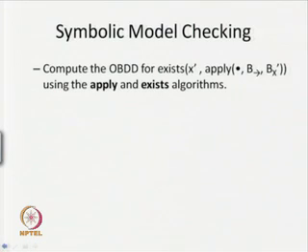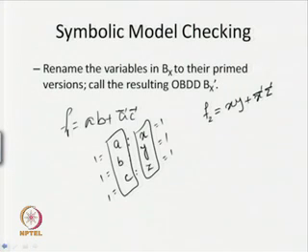Now, similarly, in our transition system also, what will happen? For f1, I am going to get a BDD.